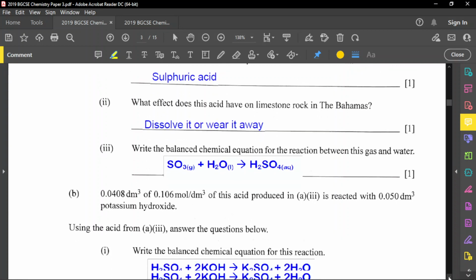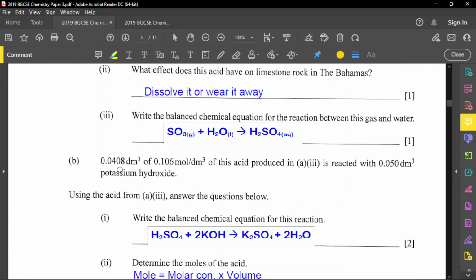And then now for part B, it said that 0.0408 dm cube of a 0.16 mole per dm cube of this acid produced in A3 is reacted with 0.05 dm cube of potassium hydroxide. So use the acid from A3, answer the questions below. All right, and so here you say write the balanced chemical equation for this reaction. And so you're going to have the sulfuric acid right here reacting with the potassium hydroxide to give you potassium sulfate and water. And the reaction is balanced as shown right now.